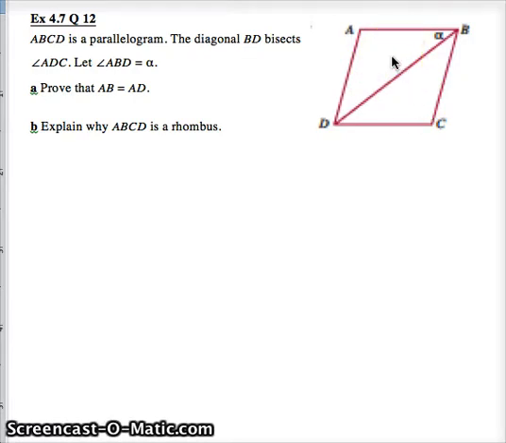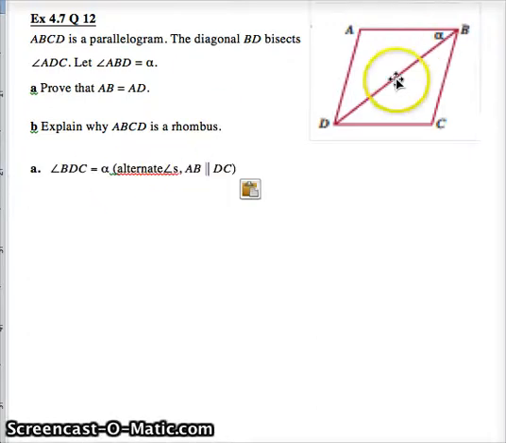So let's just use properties of a parallelogram to help us, mainly that AB is parallel to DC in this first case, and we'll start looking for alternate angles. So if we do a backward Z here, we can see that angle ABD is equal to angle CDB and that they're both equal to alpha. So we'll write that out first. So we've got that angle BDC is also equal to alpha because they are alternate angles, and we know that AB is parallel to DC, so we can do our backward Z like that.